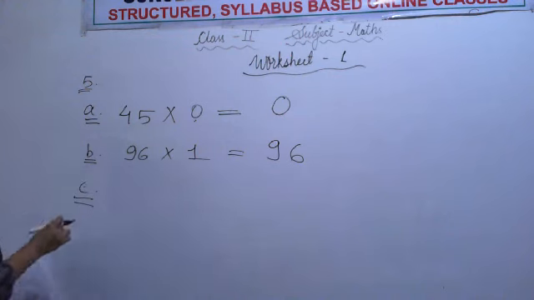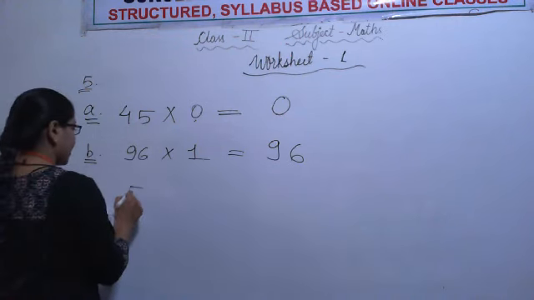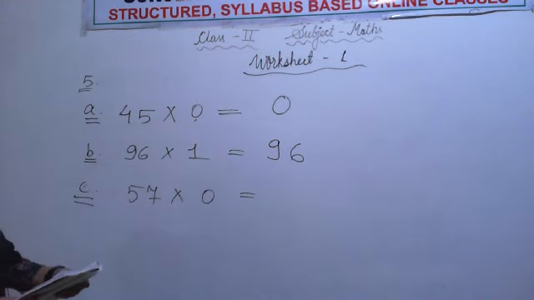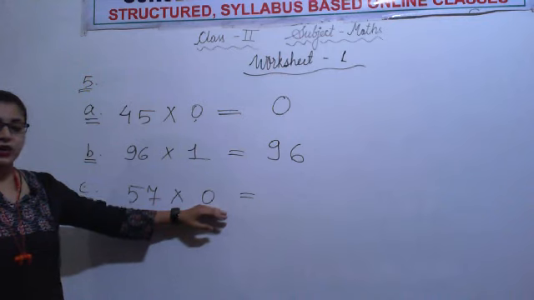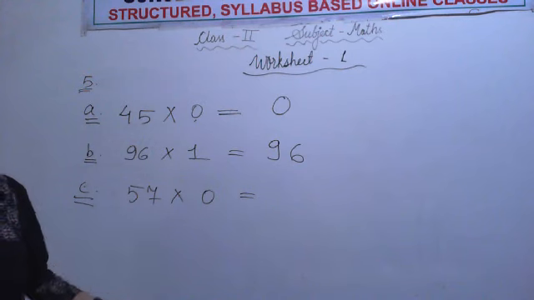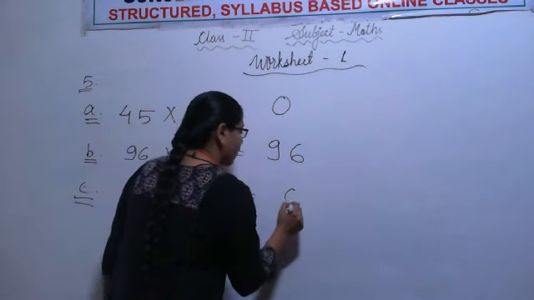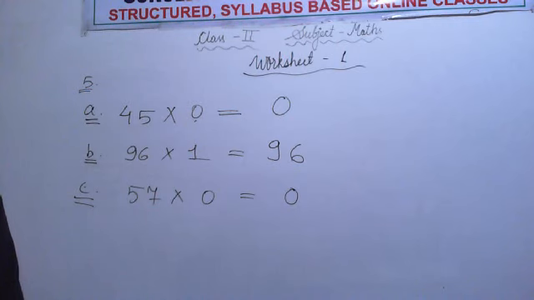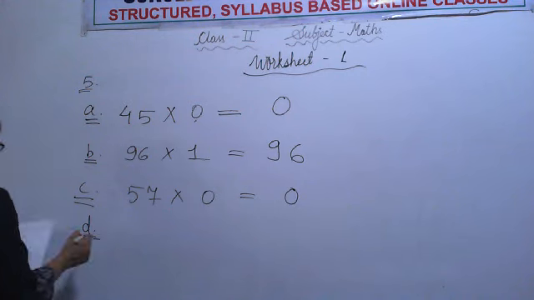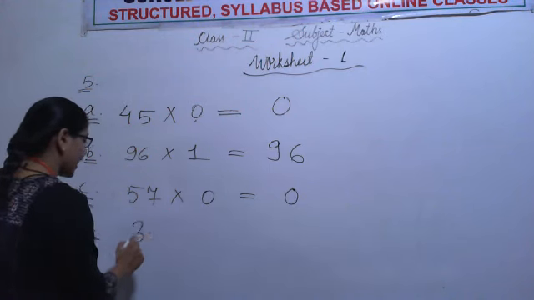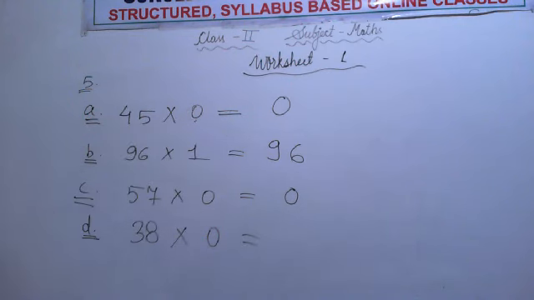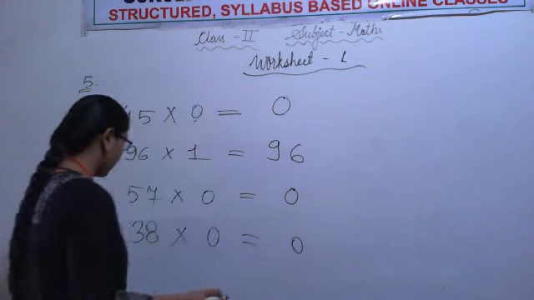The next is question C. 57 into 0. Without seeing the number, we have seen 0 is there. Without bothering about whatever the other number is, we will write 0 as the answer, because whenever any number is multiplied by 0, the result is 0. The next one is 38 into 0. Again the same rule will be applied, as 0 is there, so the product will be 0. So we will write 0.